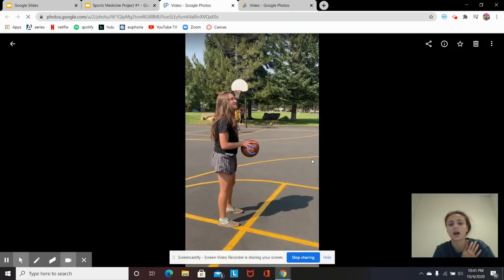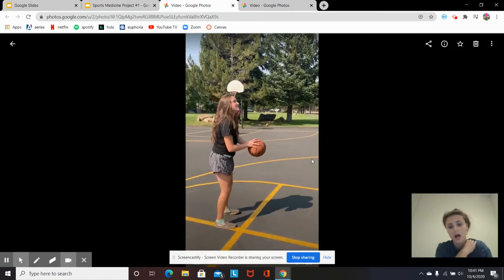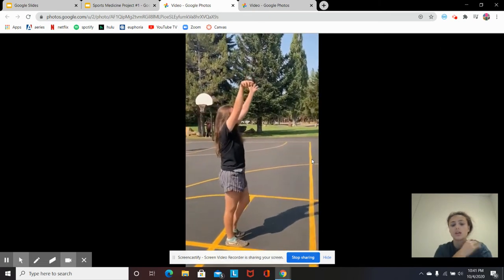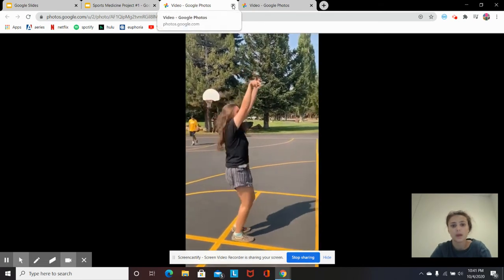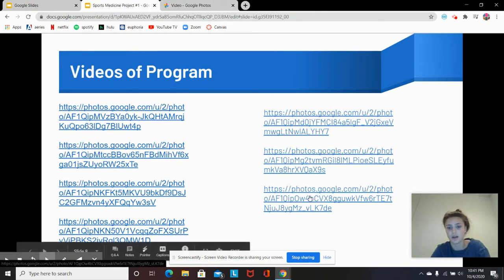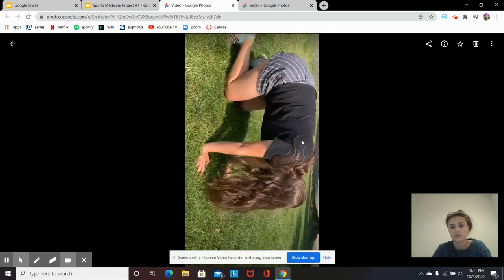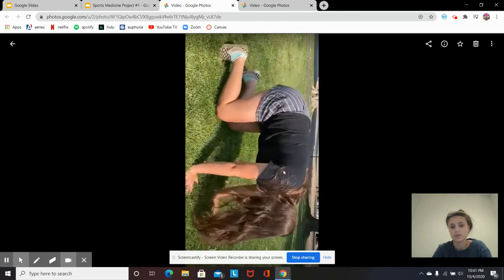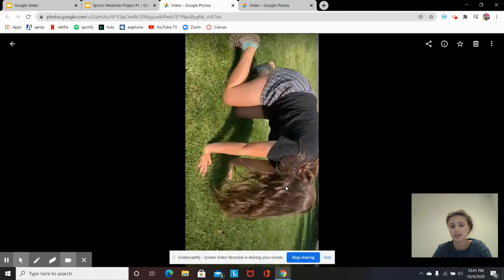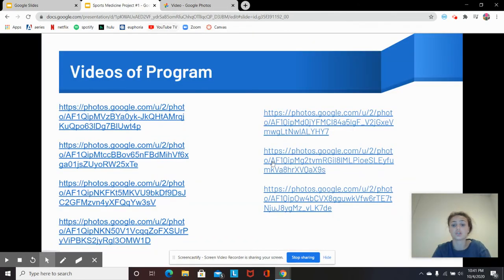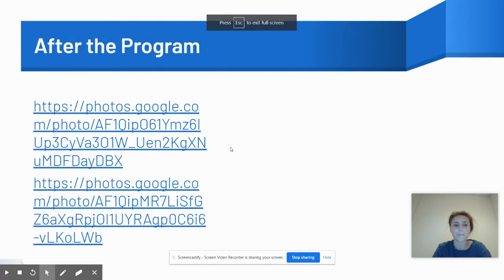And then after that, we did some shooting form. I had her focus on jump shots and also free throws. You can tell her form was way better after we worked on that. And then here are those bear crawls. In this video, you will see that she is moving very, very slowly and isolated, and she is focusing on strengthening those muscles.